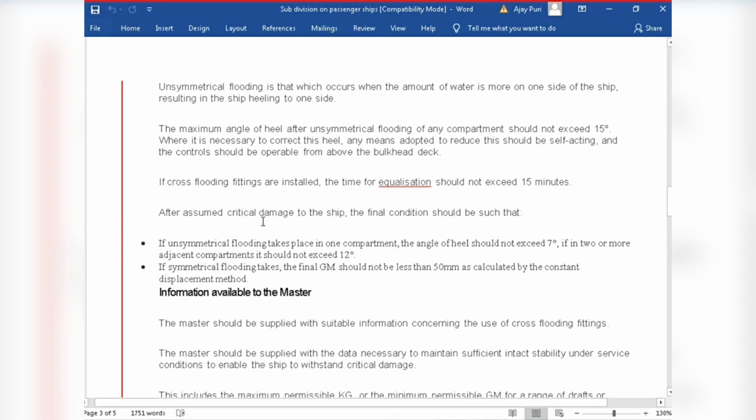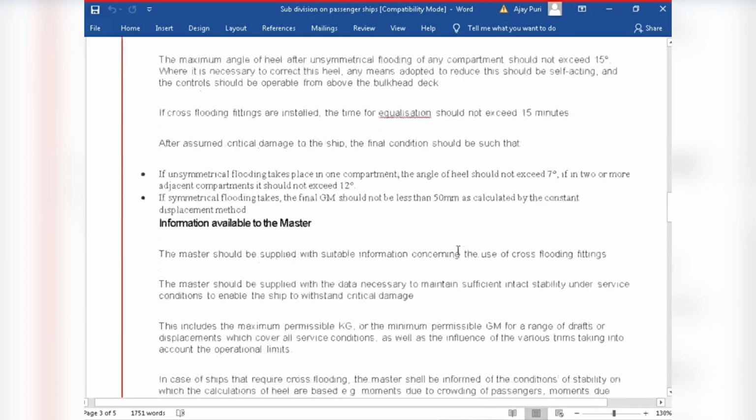Now, after assumed critical damage, the final condition should be such that if unsymmetrical flooding takes place in one compartment, the angle of heel should not exceed 7 degrees. If it is more than one, two or more adjacent compartments, it should not exceed 12 degrees. If symmetrical flooding takes place, the final GM should not be less than 50 mm as calculated by the constant displacement method.